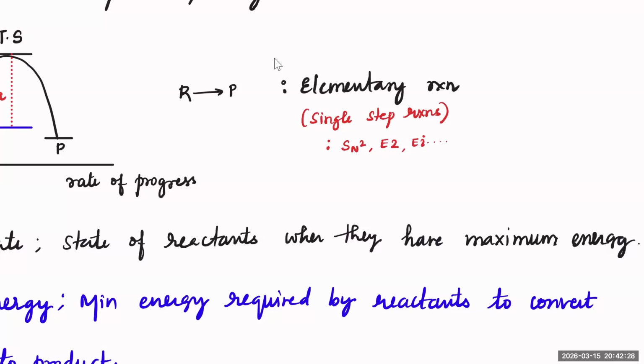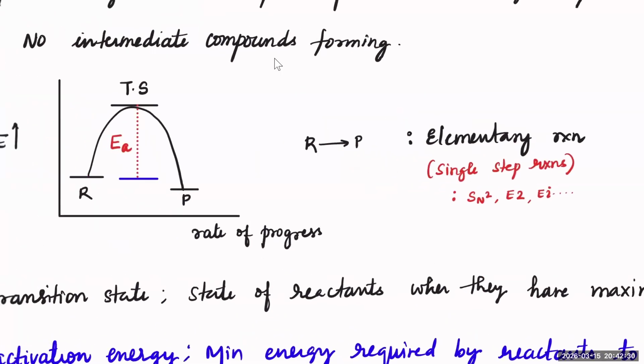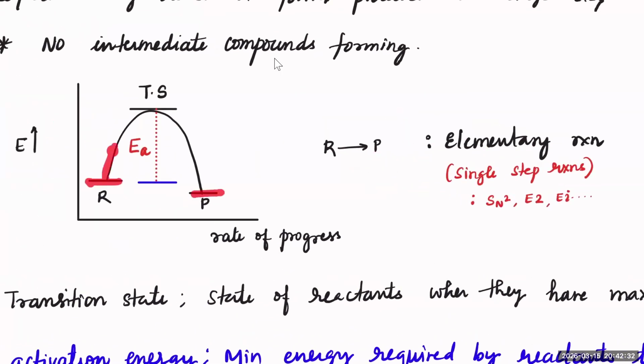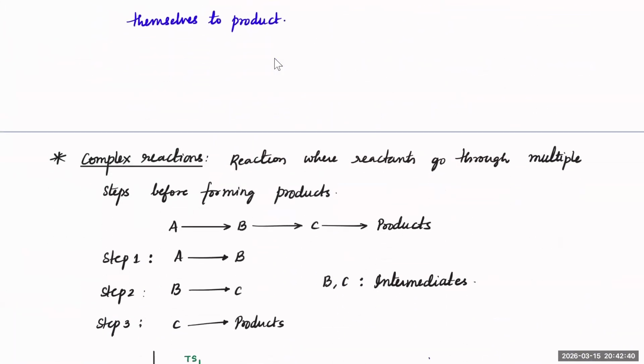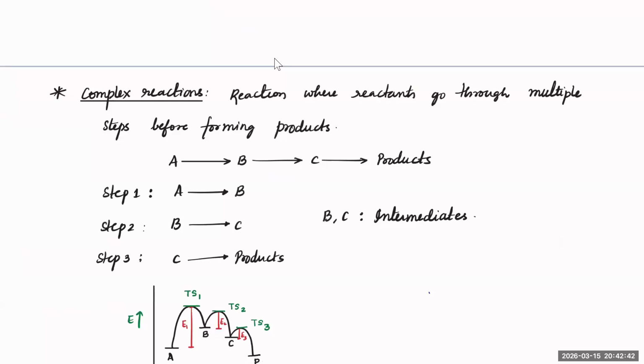Whenever there is only one step, which means we are going from reactant directly to product, but just via a transition state. Okay? So we are just going through the transition state. Now notice, there is one more type of reaction known as complex reactions or multi-step reactions. Complex reactions are multi-step reactions.